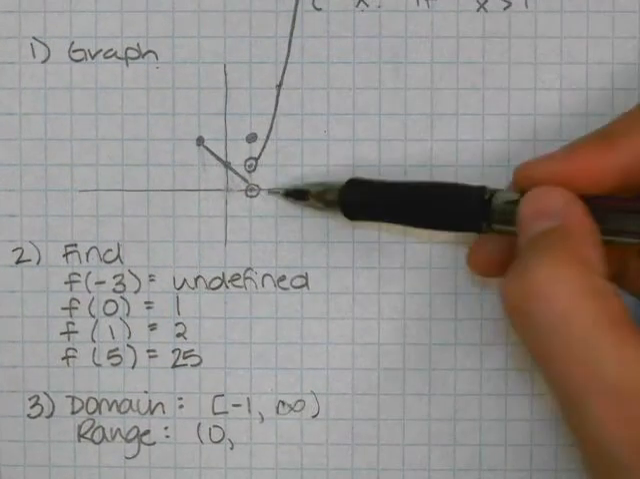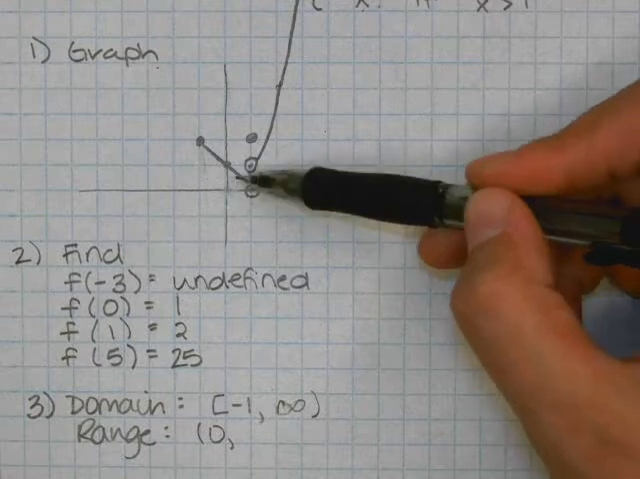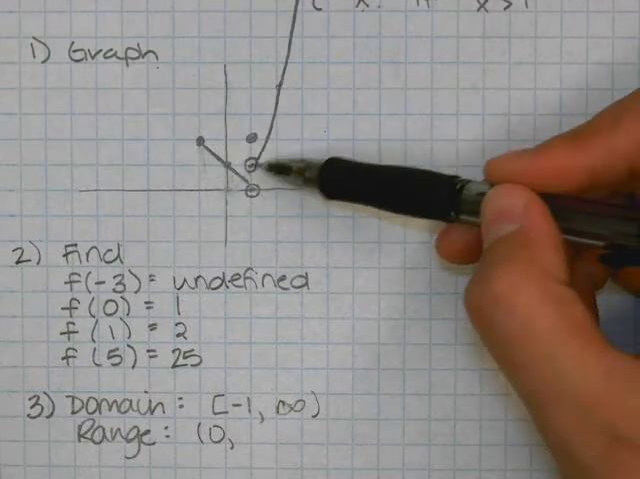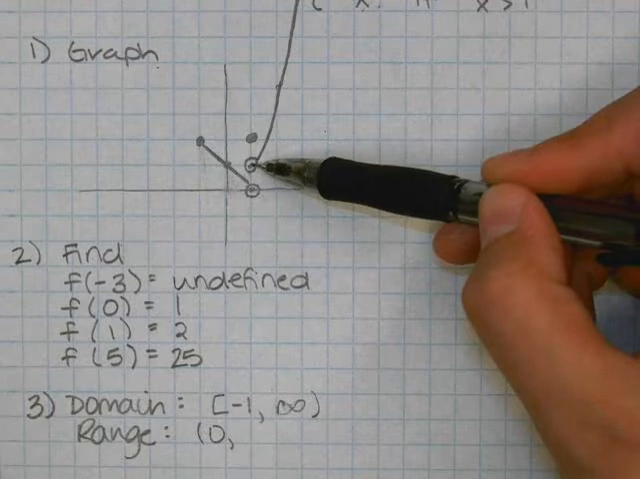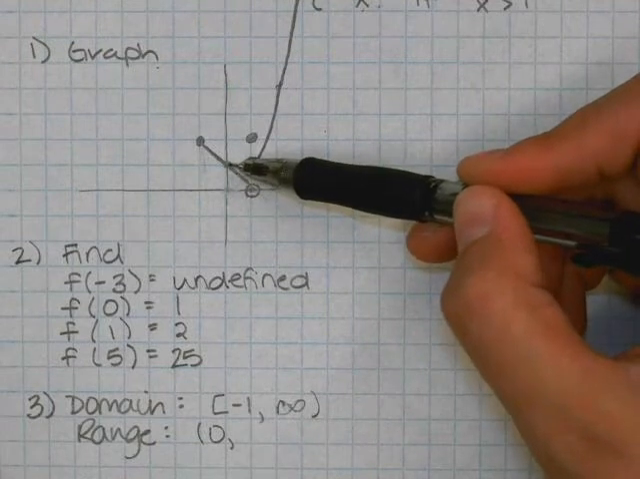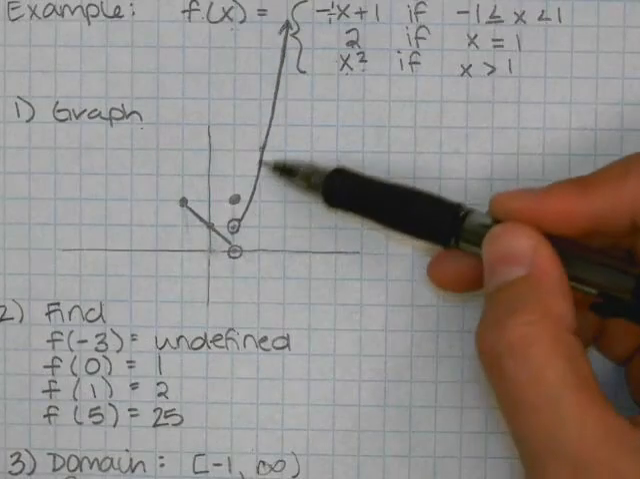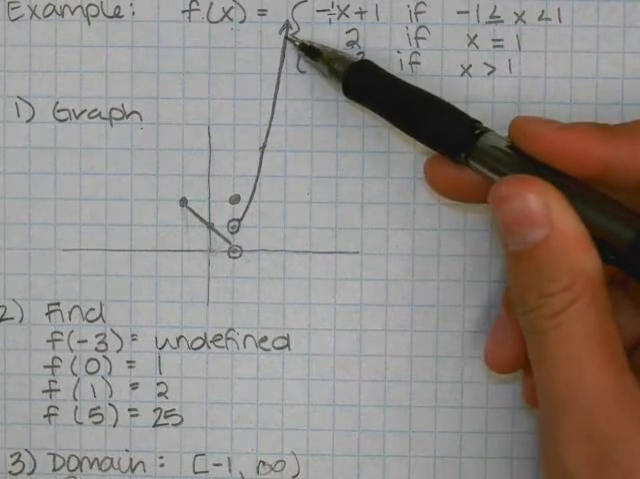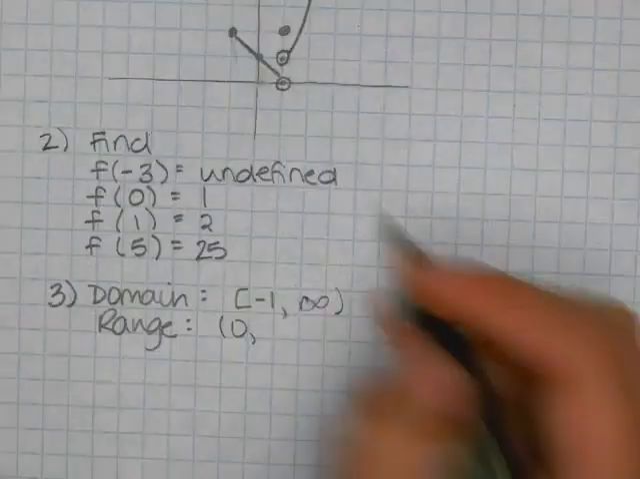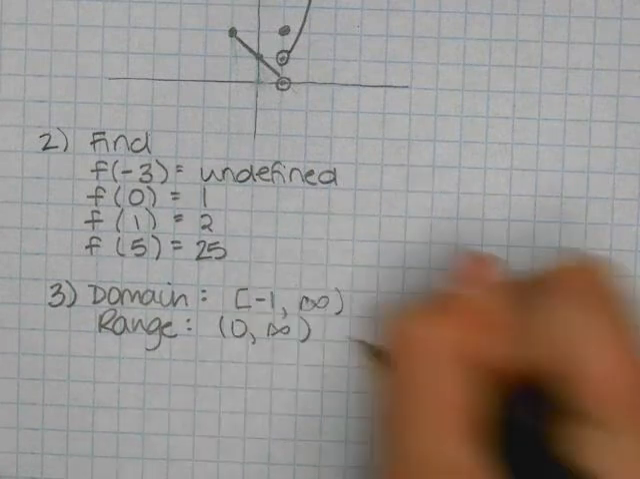And then as I look, I can see I've got these values from 0 to 1 and 1 to 2. And this value looks like it might be skipped, but it's not, because it's the same y value right here. And then it goes up and up and up and up and up, and then I have an arrow. And so I'm going to say that the range for this graph is from 0 to infinity.